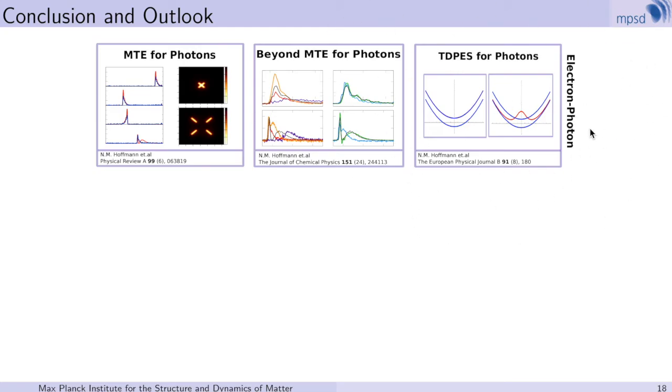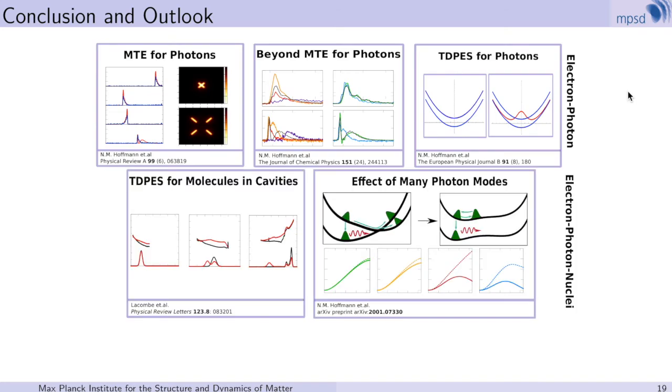We also looked at this whole thing in the framework of exact factorization, where we looked at time-dependent potential energy surfaces, where we found that photonic potential energy surfaces, even if you think they are harmonic, are not that harmonic. And then we also started to extend the whole thing to the nuclear degrees of freedom. We also investigated this in the exact factorization framework. Again, I didn't have time to talk about it, but just in case someone is interested.